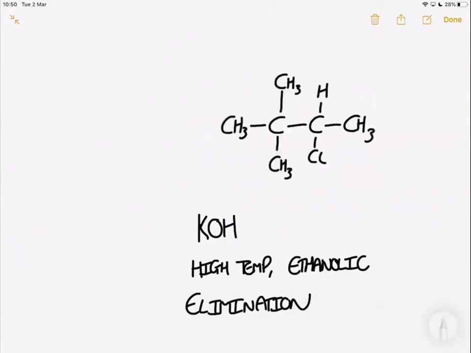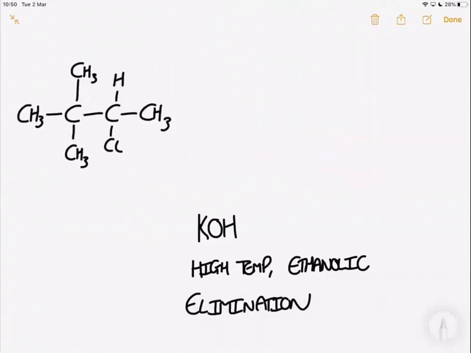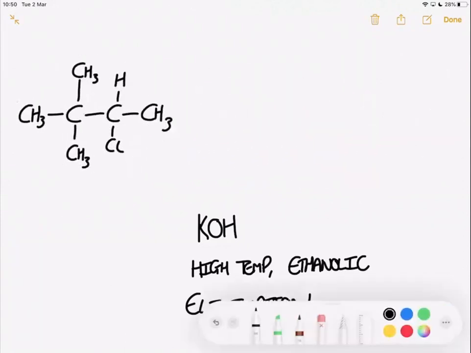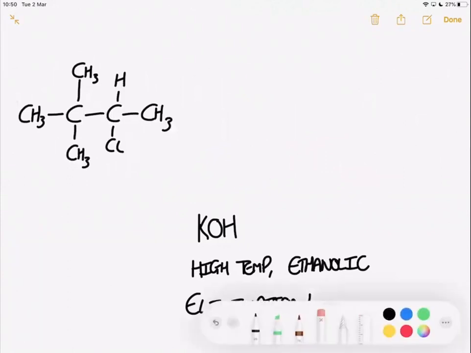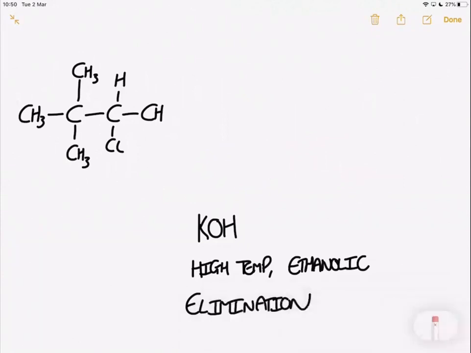Here's our halogenoalkane. And remember, what we're doing now is turning that back into the alkene that we had originally, right? In order to help with this, we're probably going to want to draw out the carbon-hydrogen bonds, because one of those hydrogens is going to need to go.